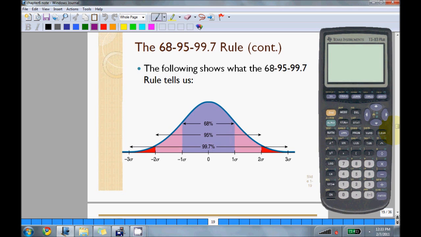But this kind of has an end very quickly, right? Because I want to know more than just 68%. I want to know maybe specific things about one person, right? Maybe where I lie, or something like that.